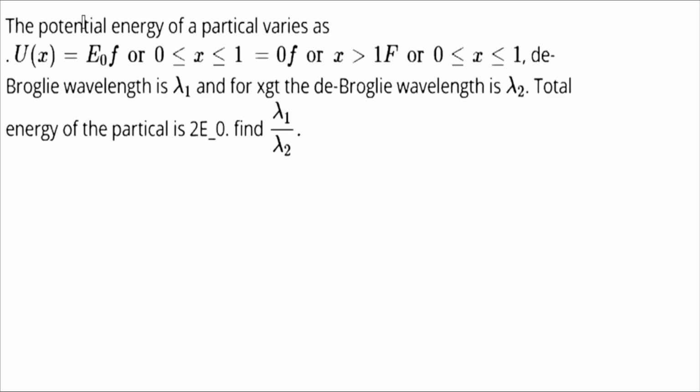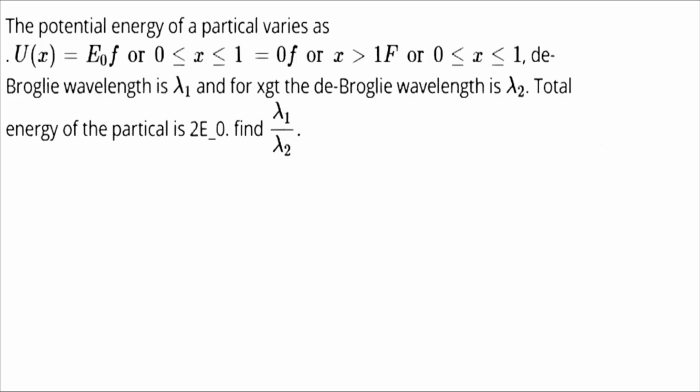Hi guys, so the question says the potential energy of a particle varies as given: U(x) = E naught for 0 ≤ x ≤ 1. For x less than 0 and x greater than 1, potential energy is 0. The de Broglie wavelength is lambda 1 for the first region and lambda 2 for x greater than 1, and the total energy of the particle is 2 times E naught. We have to find lambda 1 upon lambda 2.